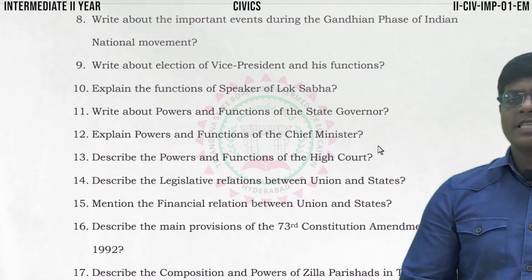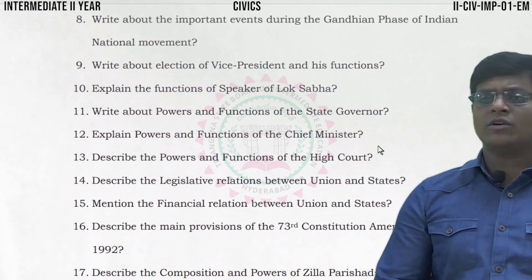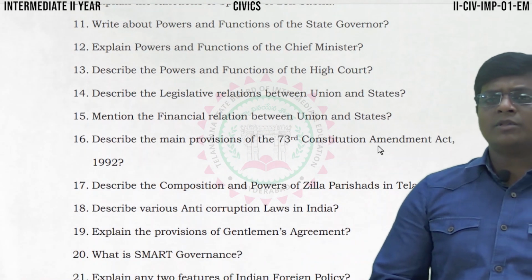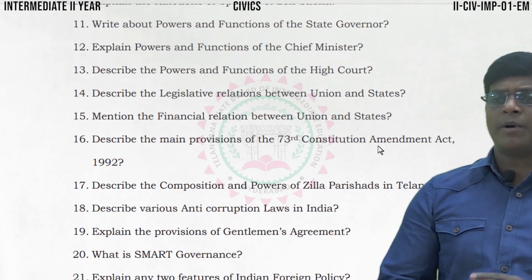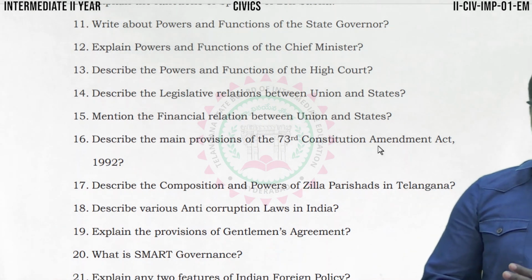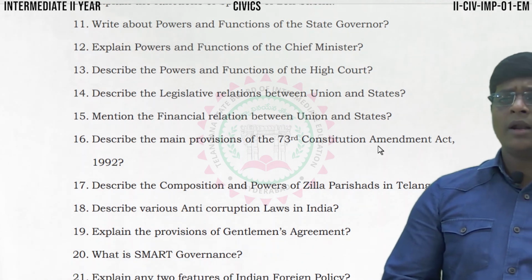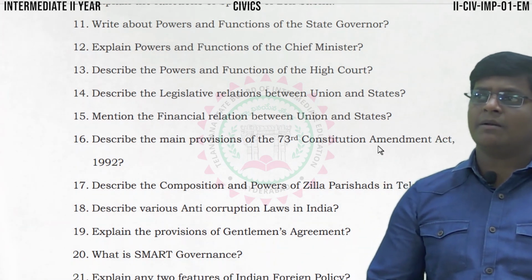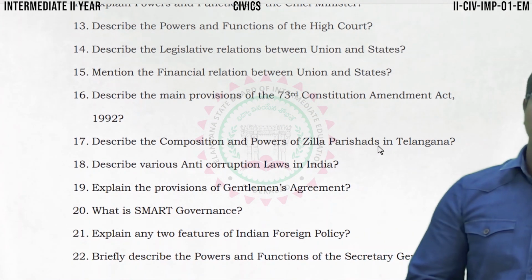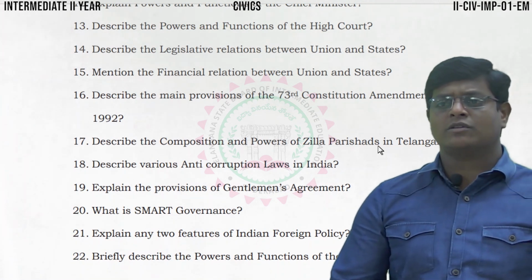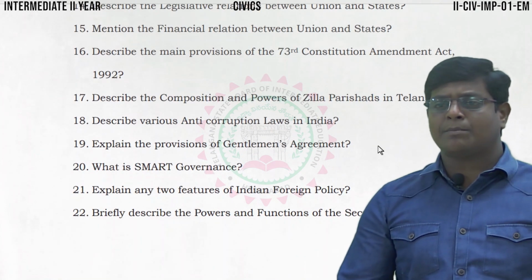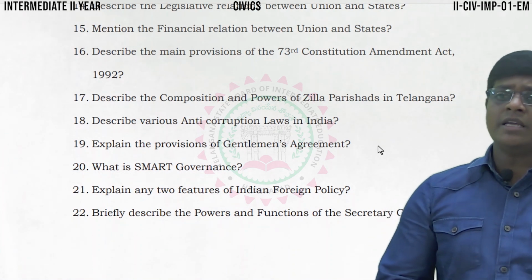16th one, describe the main provisions of the 73rd Constitutional Amendment Act 1992. Then 17th, describe the composition and powers of Zilla Parishad in Telangana. 18th, describe the various anti-corruption laws in India. 19th, explain the provisions of the Gentleman's Agreement. 20th, what is smart governance? 21st, explain any 2 features of India's foreign policy. 22nd, briefly describe the powers and functions of the Secretary General.